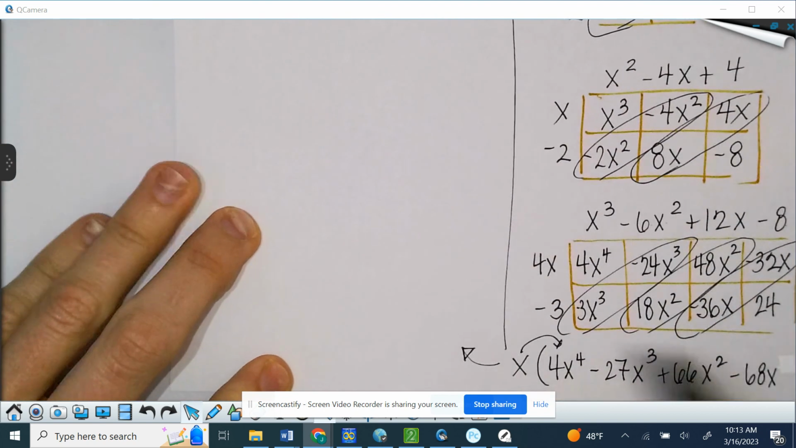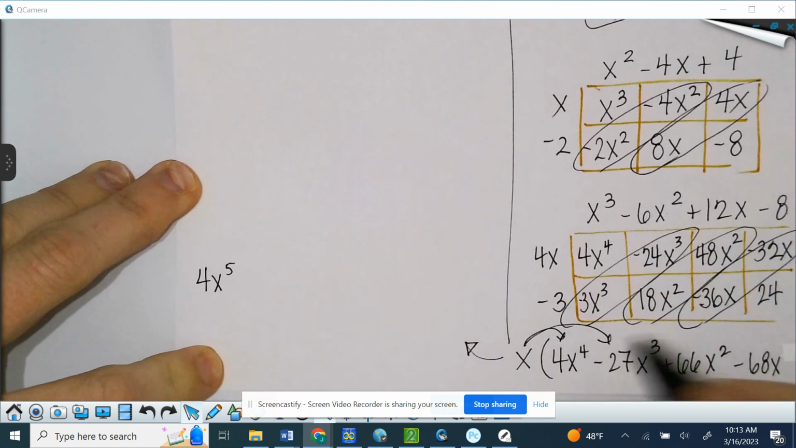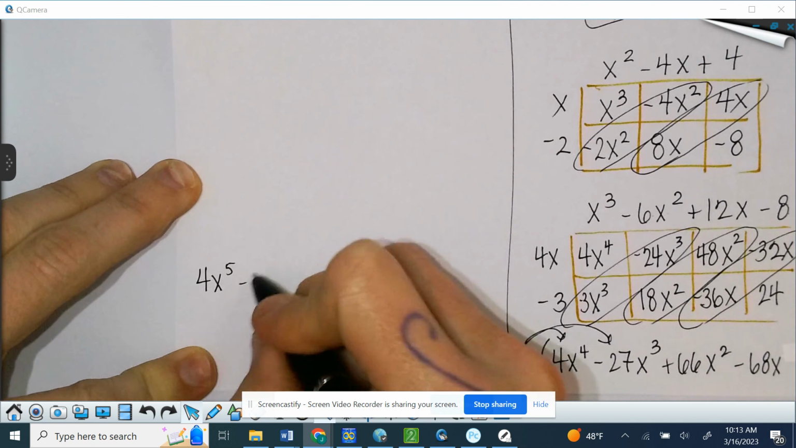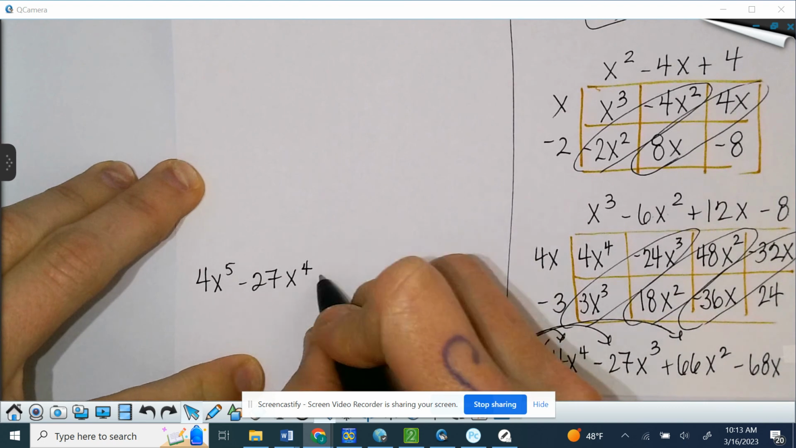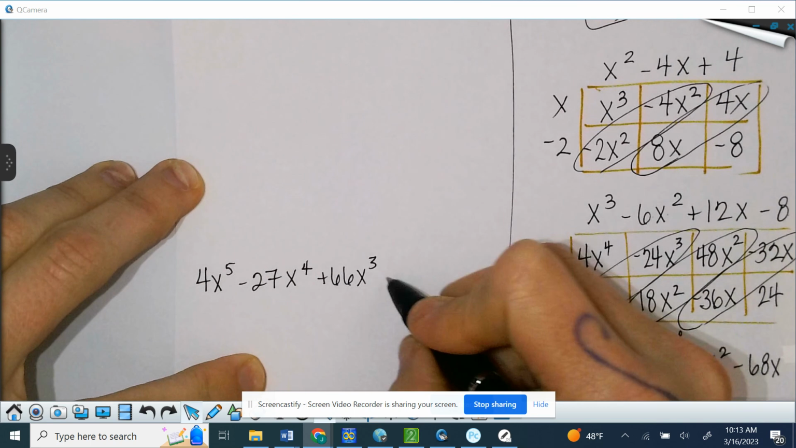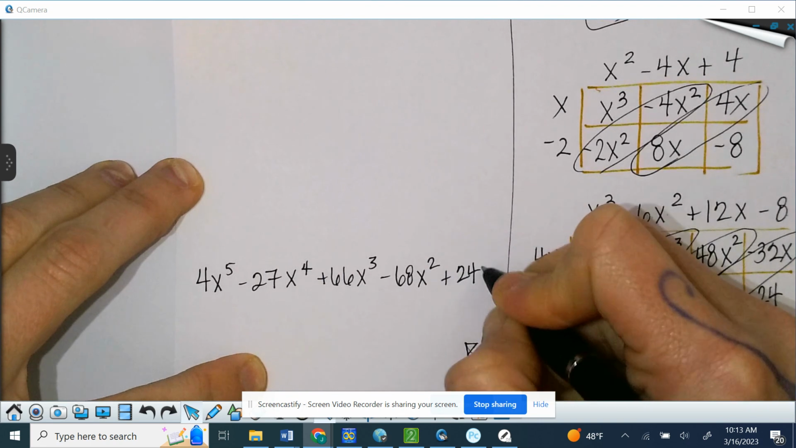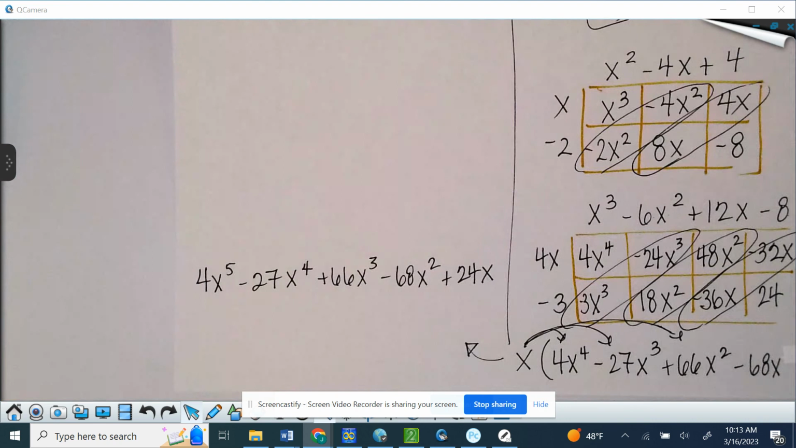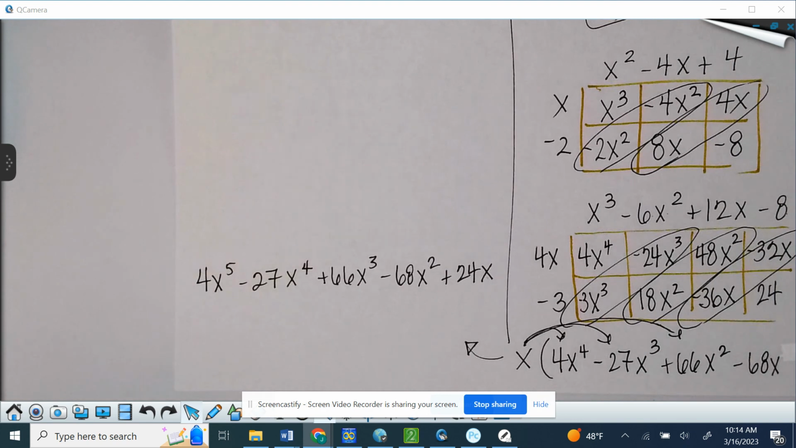X times 4x to the fourth is going to be 4x to the fifth. X times a negative 27x cubed is going to be a negative 27x to the fourth. X times 66x squared is going to be 66x to the third. So we're just adding one more x. That negative 68x is going to become x squared. And then that 24 that was a constant is now going to grab an x. And now you've written that polynomial. Unfortunately, these just take time and they take space. If you cheat yourself, count on missing one of the EOC questions because it is in the EOC release packet.